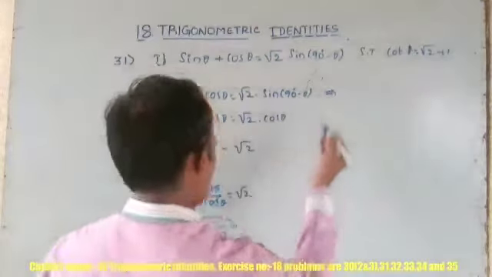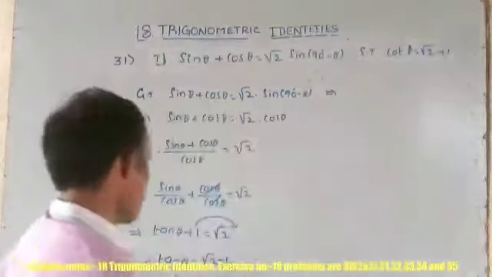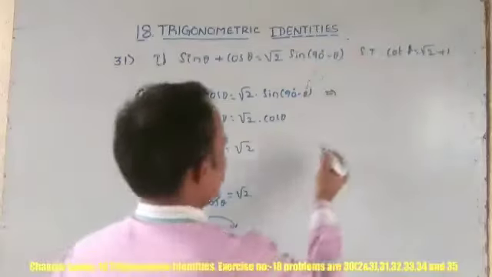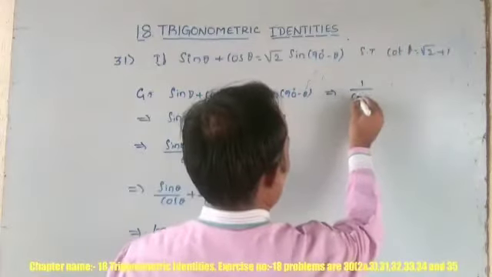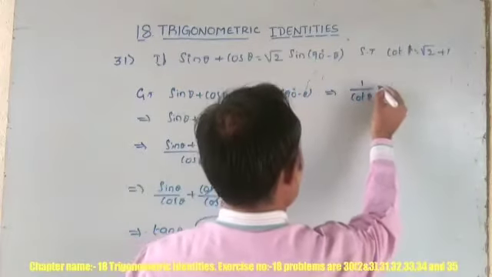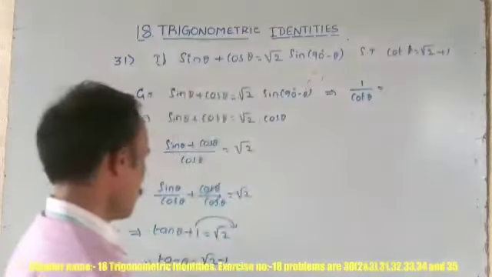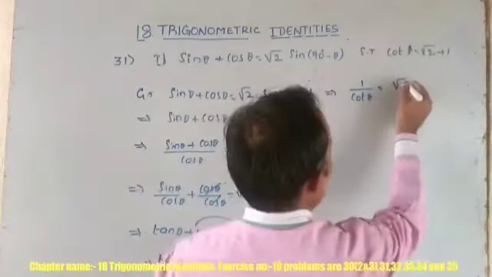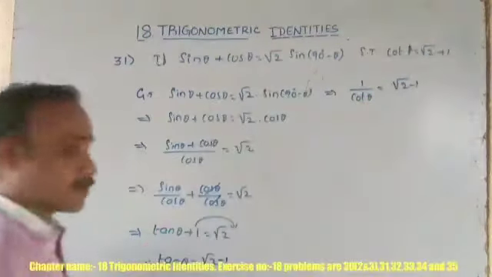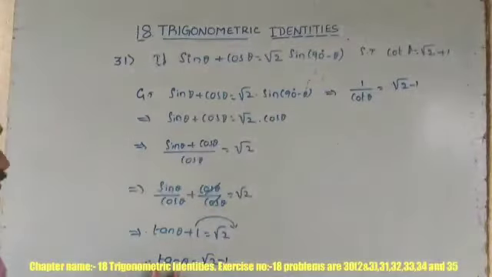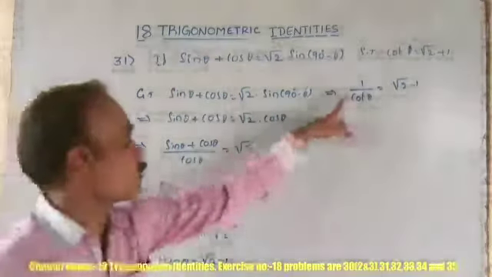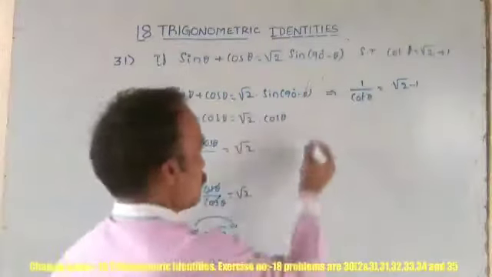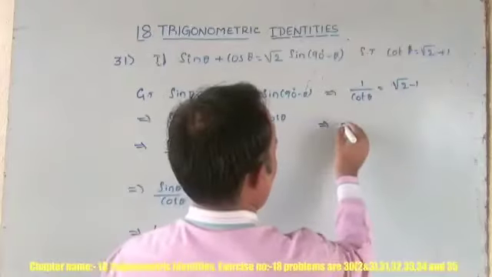Now you have to convert this in terms of cot. So now take reciprocal. Tan theta written as 1 by cot theta is equal to root 2 minus 1. So don't write the reciprocal of this one, you write only tan theta. So tan theta can be written as 1 by cot theta. So this one as it is. Now you find the value of cot theta.